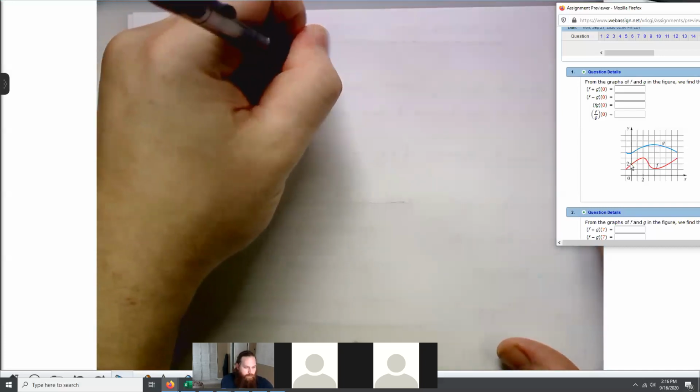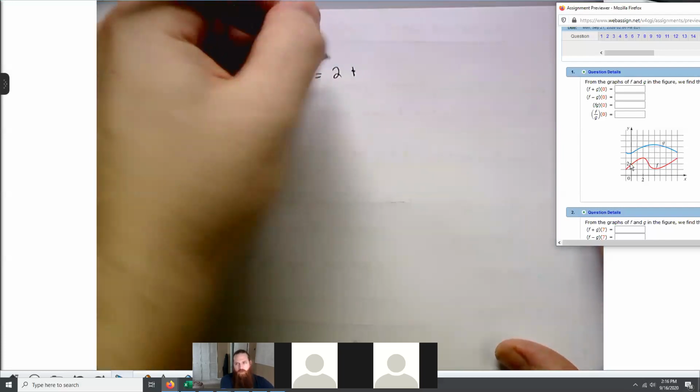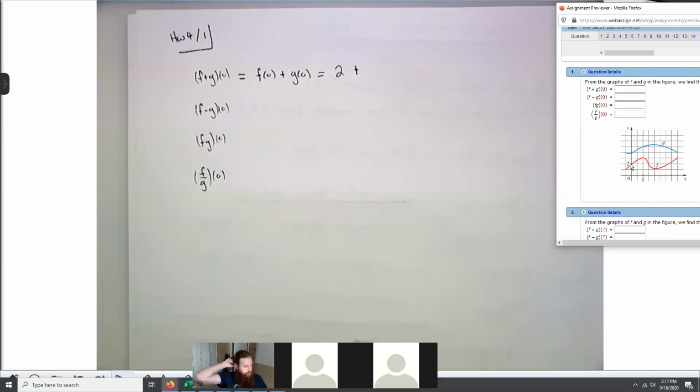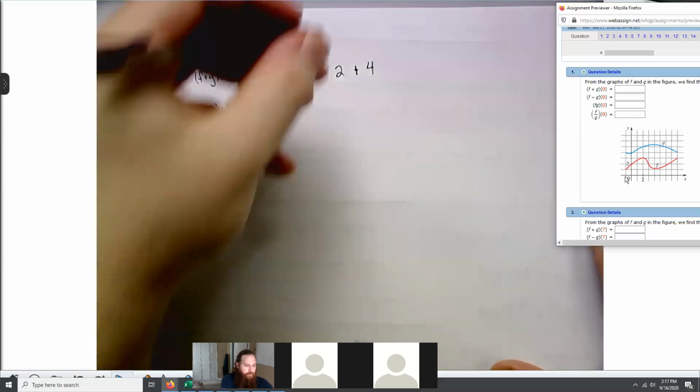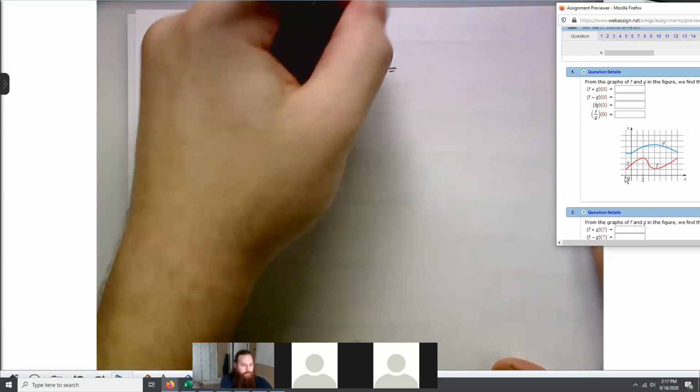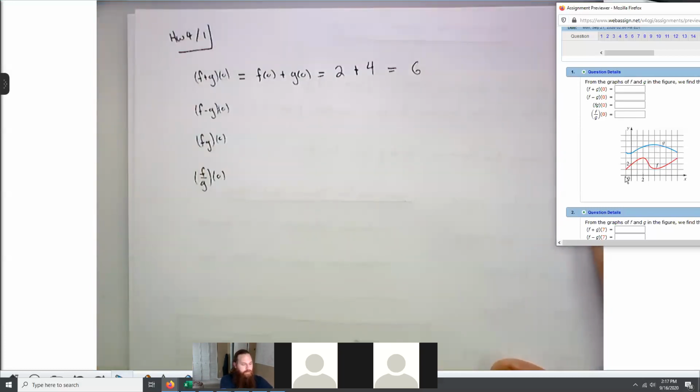plus what's g of 0? 4. 4, right? Yeah, same thing. We find x equals 0 and go up to the graph of g. That y value there is 1, 2, 3, 4. So f plus g of 0, this new function evaluated at 0, would be 6.